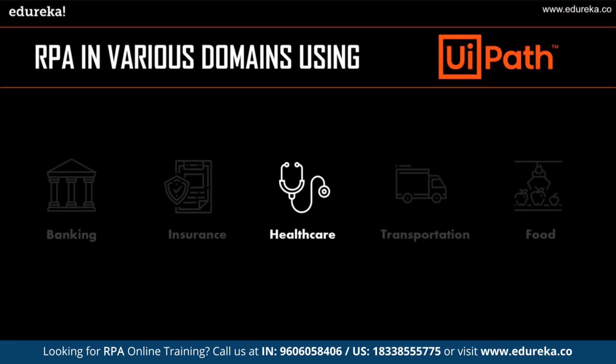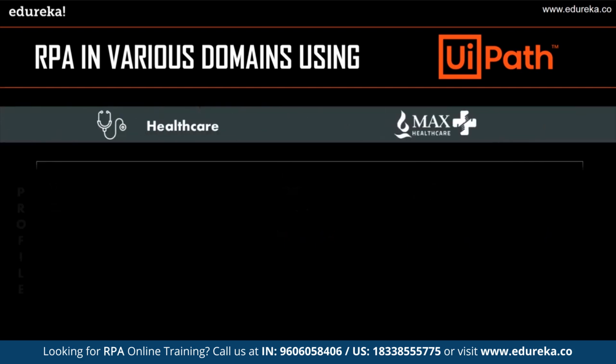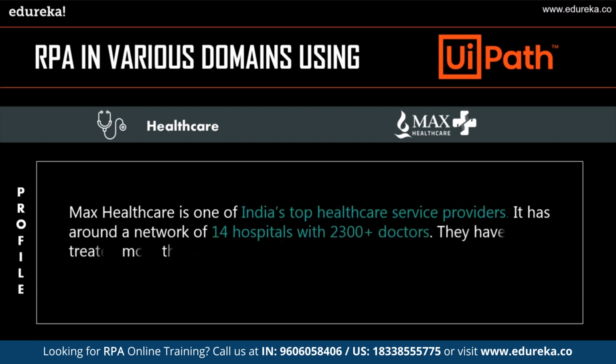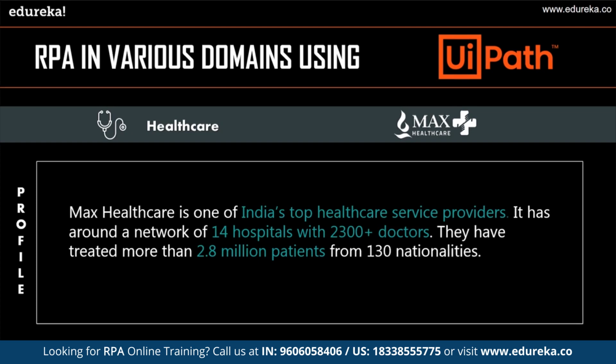So to explain how RPA is used in healthcare, I've considered the institution Max Healthcare. Max Healthcare is one of India's top healthcare service providers and has a network of 14 hospitals with more than 2,300 doctors. They've also treated more than 2.8 million patients from 130 nationalities.